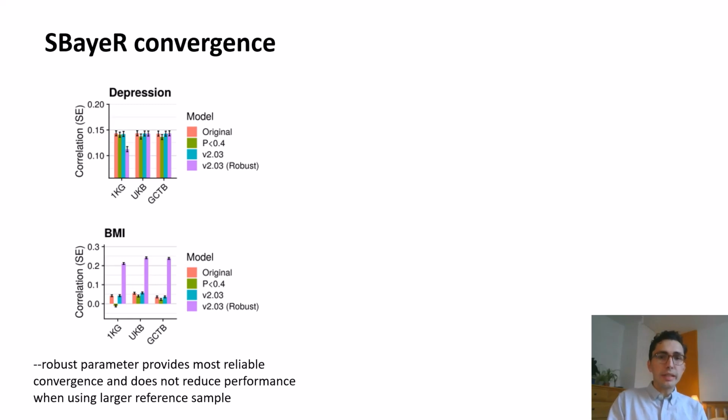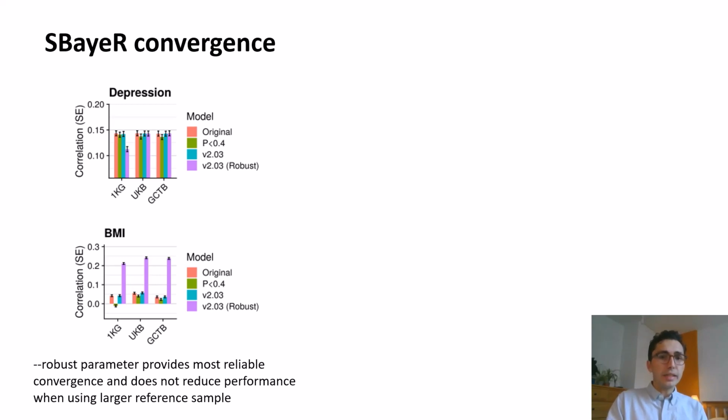Something I wanted to highlight is that when using SBASER, I've been using the robust parameterization option available in the newest version of SBASER, as I found SBASER was not converging properly for some GWAS. Using this robust parameterization was most reliable and did not make the SBASER performance worse except for depression using the smaller 1000 genomes European reference. You can see this here in the figure.